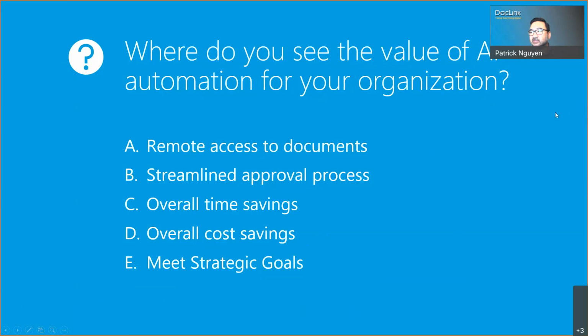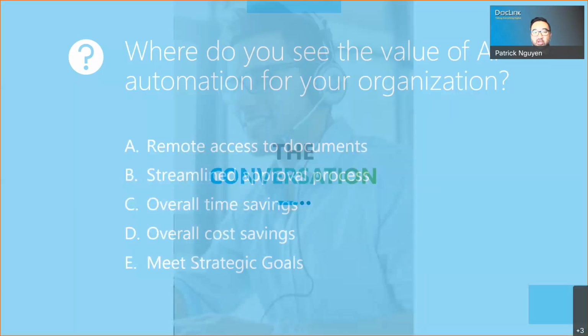Folks, a few seconds here to select. All right. So again, people are answering. Okay. Wow. So almost 100%, actually 100%, have selected overall time savings. Oh, okay. Great. And that's a pretty common area that we see, time savings, because a manual AP process is very time consuming, and that's where DocLink can really help you.